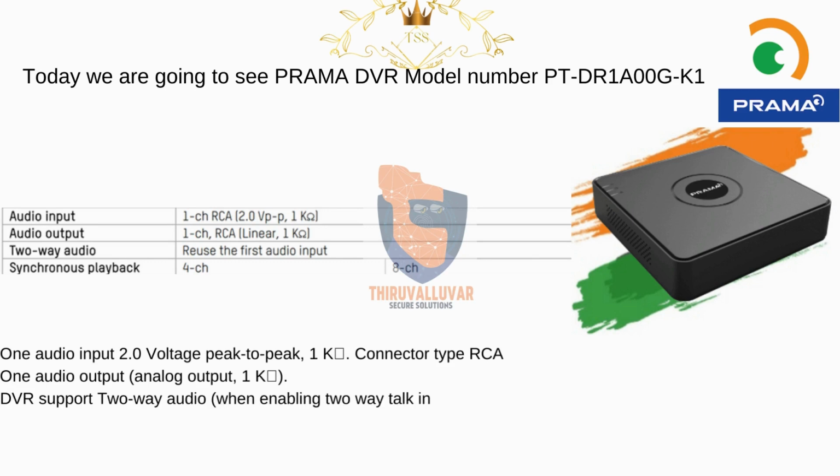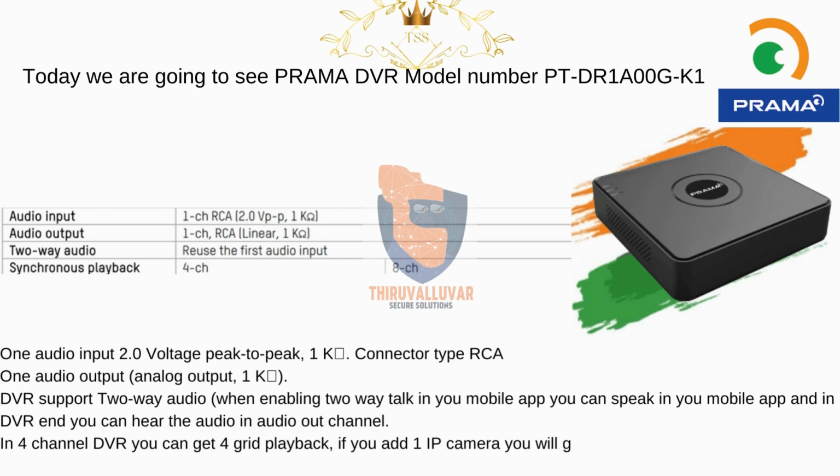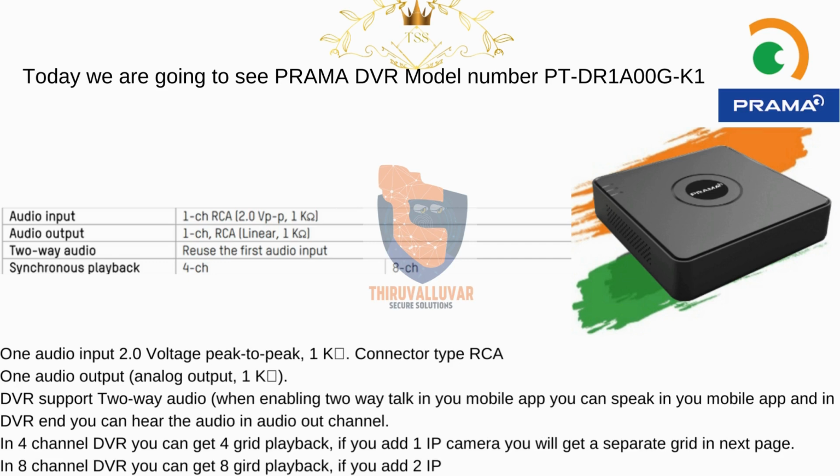DVR supports 2-way audio. When enabling 2-way talk on the U mobile app, you can speak in the U mobile app, and at the DVR end you can hear the audio in the audio out channel. In 4-channel DVR you can get 4 grid playback. If you add 1 IP camera you will get a separate grid in the next page. In 8-channel DVR you can get 8 grid playback. If you add 2 IP cameras you will get a separate grid in the next page.